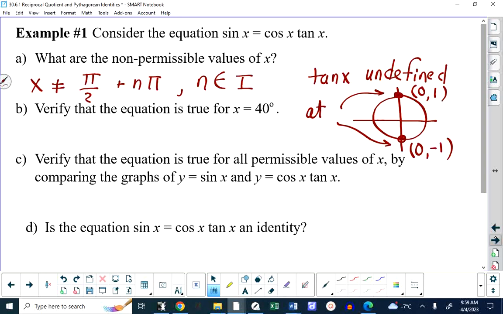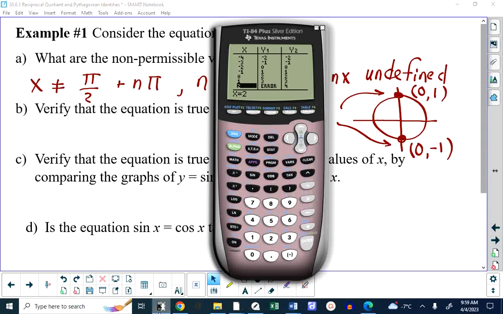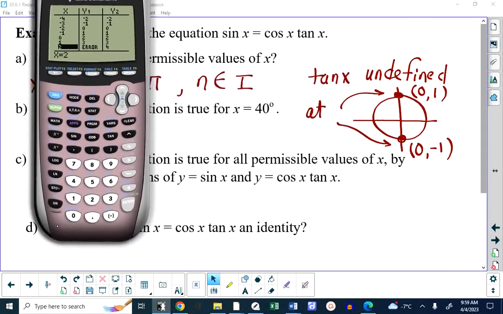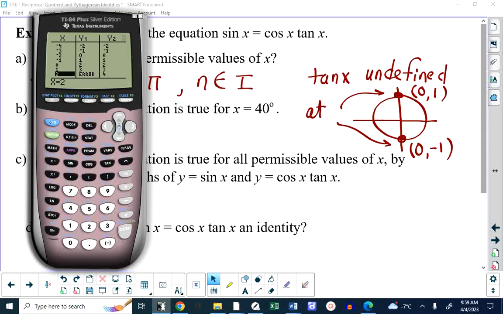Verify that it's true for 40 degrees. We're not going to write anything here. We're just going to go to our calculator. Make sure your calculator is in degree mode. Take the sine of 40 degrees. Look at that number. Soak it in. Take the cosine of 40 degrees, close the brackets on that argument, and multiply by the tangent of 40 degrees. You get the same number. We're done.